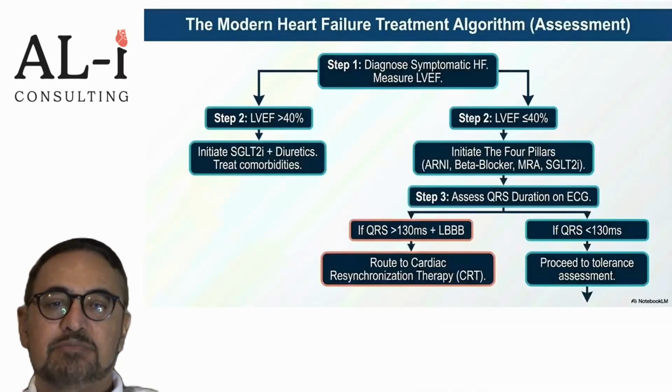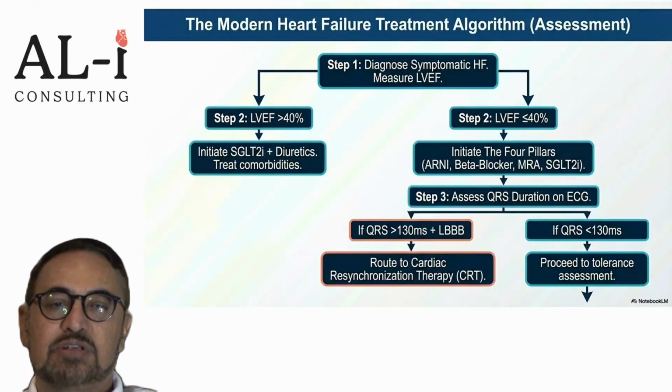The assessment algorithm begins with a straightforward question: does the patient have symptomatic heart failure, and what is the ejection fraction? If the LVEF is above 40%, it emphasizes a simpler pathway centered on SGLT2 inhibition, diuretics for congestion, and treatment of comorbidities. If the ejection fraction is below 40%, we move into the classic HFrEF management, initiating the four pillars: ARNI, beta blocker, mineralocorticoid receptor antagonist, and SGLT2 inhibitor.